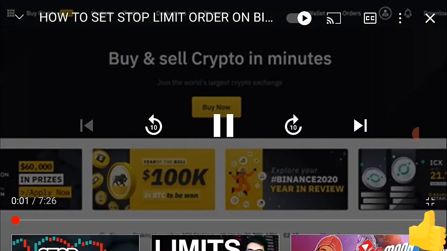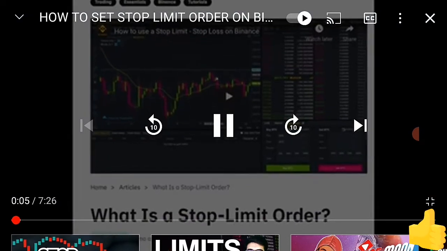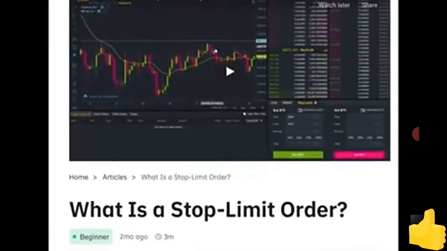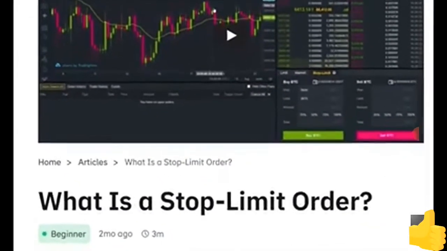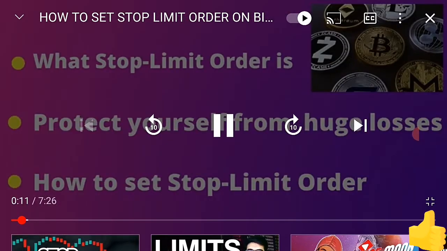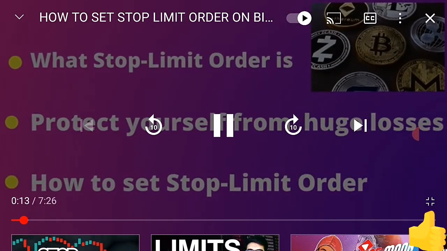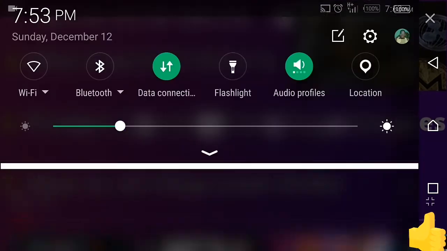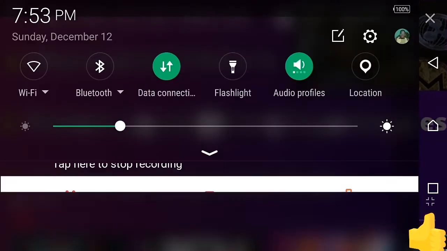Everybody, welcome to another Binance tutorial where I'm going to show you how to set a stop limit order on Binance to manage your risk when trading cryptocurrencies on the platform. I'm going to tell you what a stop limit order is, how it protects your crypto assets from huge losses, and how to set it up.